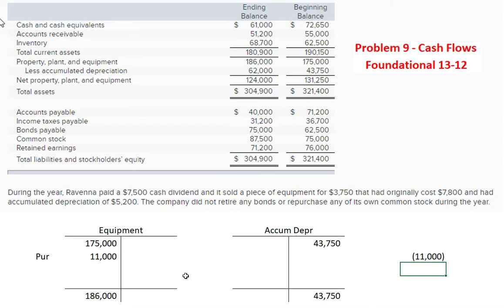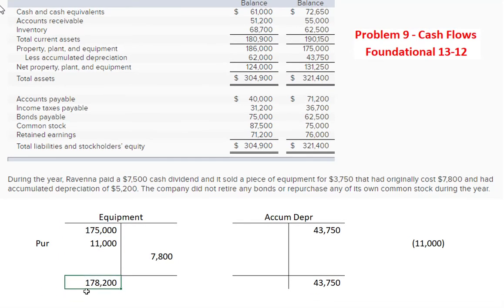But wait a second. We're also told something about selling some equipment. We sold a piece of equipment for $37.50 that had originally cost $7,800. Wait a minute. When we sell equipment, we need to take that asset off our books. So if we reduce equipment by $7,800, we clearly see we're not going to get the balance of 186. 175 plus 11 minus 7.8 would put us at 178,200. Doesn't work.